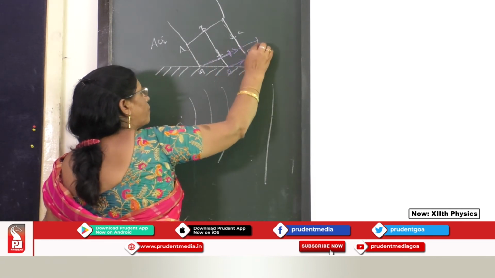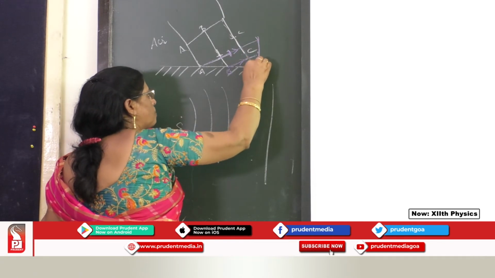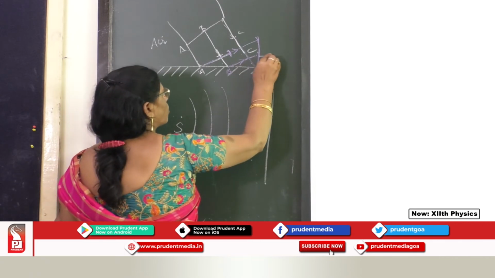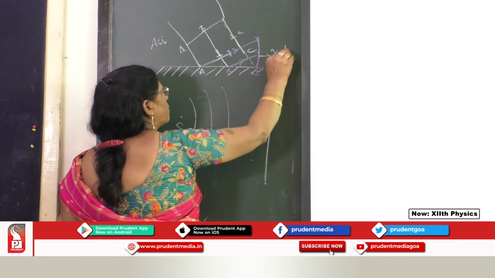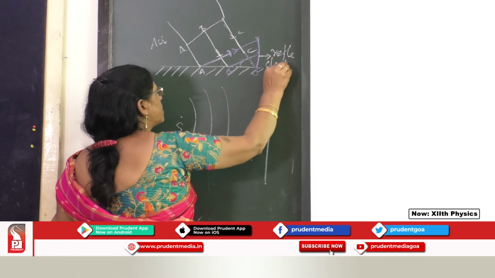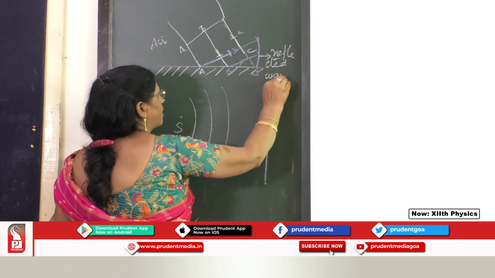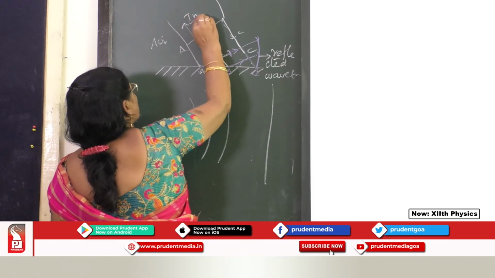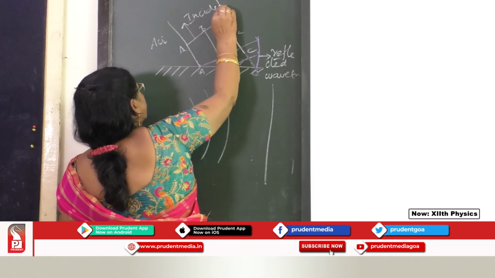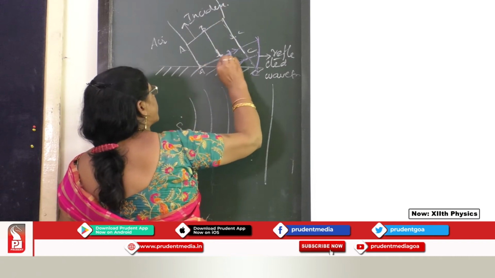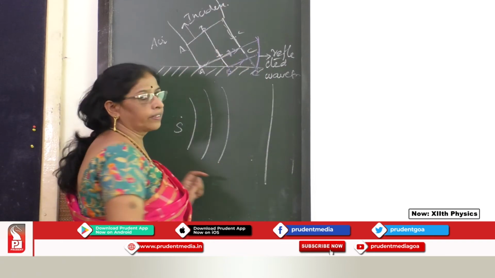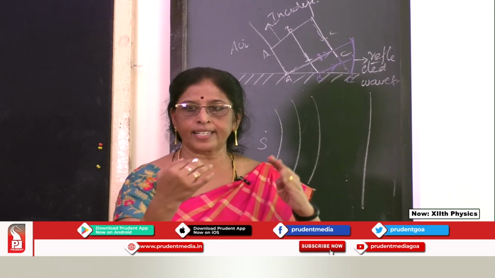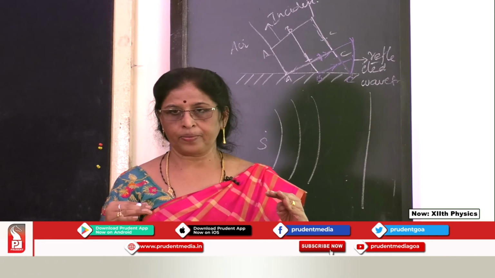Now the covering of all the wavelets forms the wavefront. And this wavefront we call the reflected wavefront. And this is the one we call the incident wavefront. So this is the incident one over here. This is the incident.